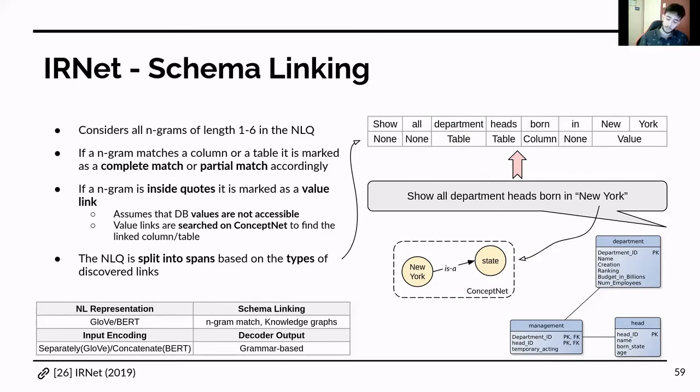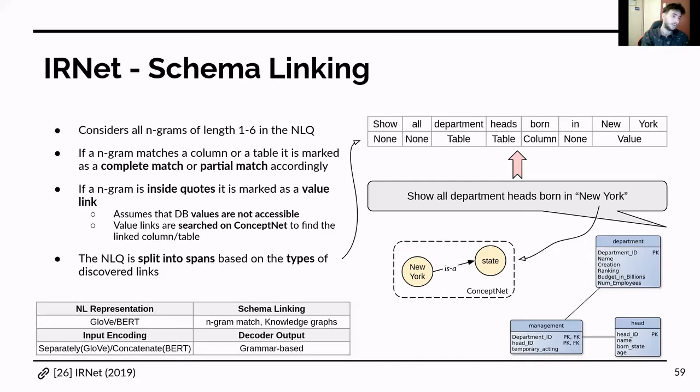And what it has to do now is decide to which column of the database this link is pointing. So IronNet assumes that we do not have access to the values of the database, which might be a real-life scenario, maybe due to privacy issues. So in order to tackle this problem, IronNet does something very interesting. It searches these value links in a knowledge graph called ConceptNet, and it takes the results that ConceptNet gives and tries to match these results to a column.